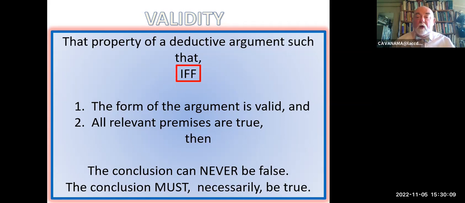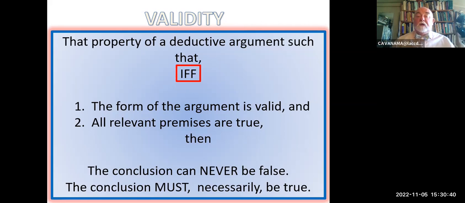What this says is as long as you meet those two conditions, as long as the validity holds and the premises are true, that's when the conclusion can never be false. Does this statement say that the conclusion of a deductive argument can never be false? No, it doesn't. Because the conclusion of a deductive argument can sometimes be false, but it will only be false if you don't meet those two conditions. If it's not both the case that your argument form is valid and the premises are true, then all bets are off. Your conclusion could be true, it could be false.